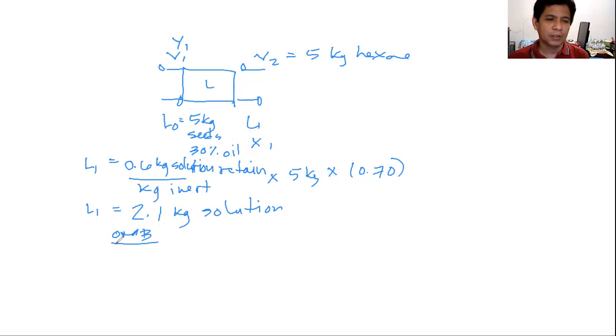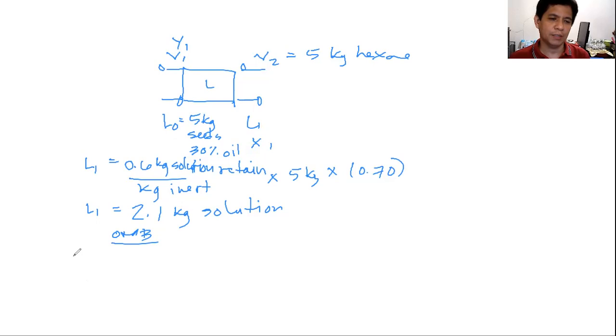Kasi yung inert solid naman, lampasan din lang siya. Pag papasok siya, lalabas din lang siya. So, para mas mabilis, hindi na sinasama yung solid. Yung solution lang. So, yung 5 kilogram seeds, hindi siya mismo involved sa overall mass balance. Ang involved lang natin yung 30% oil ng 5 kilogram. Ganun yung ginagawang shortcut dito.